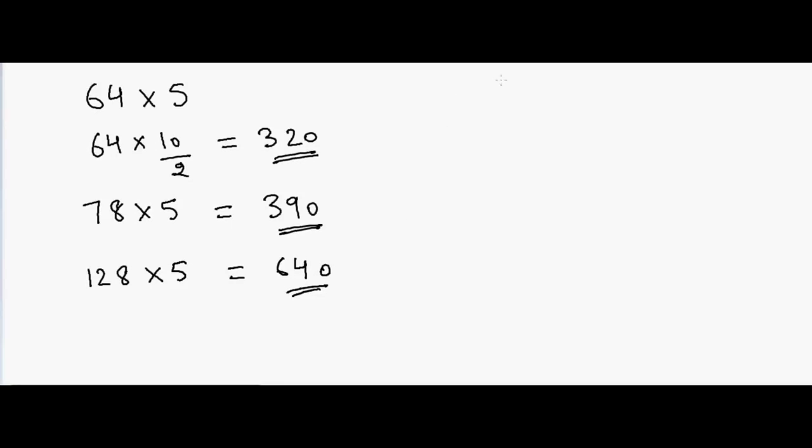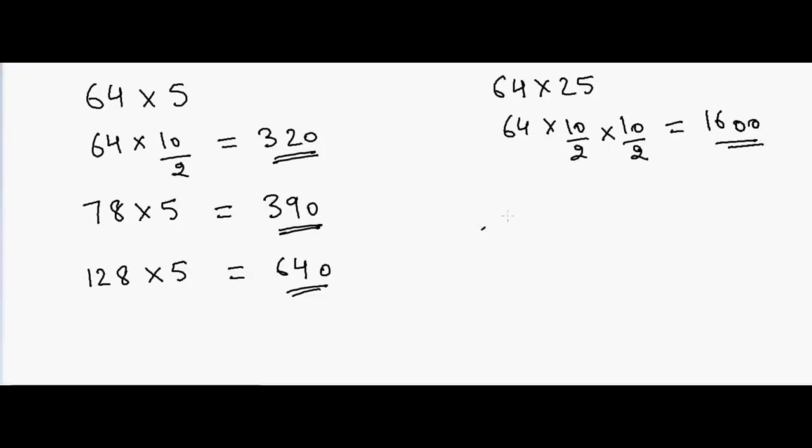Another trick is to multiply by 25. If I have to multiply 64 by 25, then we can write this as 64 into 10 by 2 into 10 by 2. So we have to take half of 64 two times. Half of 64 is 32, half of 32 is 16. The answer is 1600. Again, if I have 128 and want to multiply by 25, in that case it will be equal to half of 128 is 64, and half of 64 is 32, it's 3200.